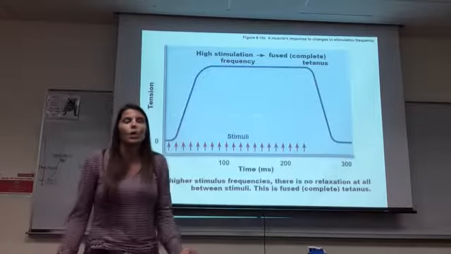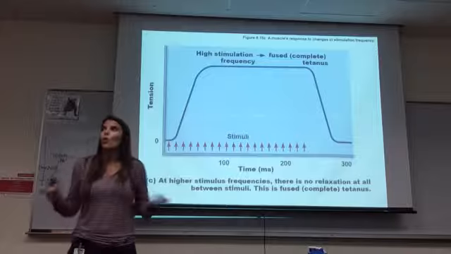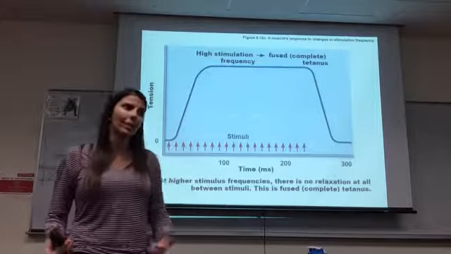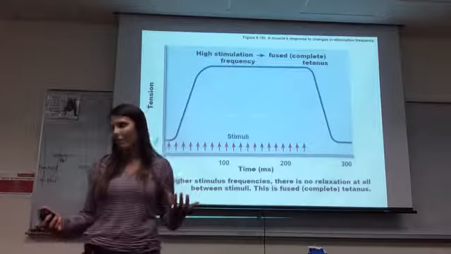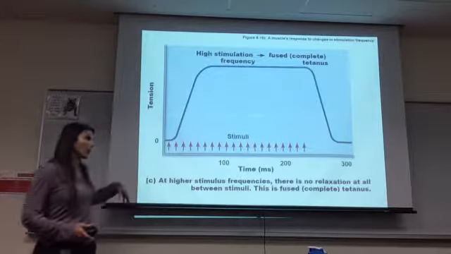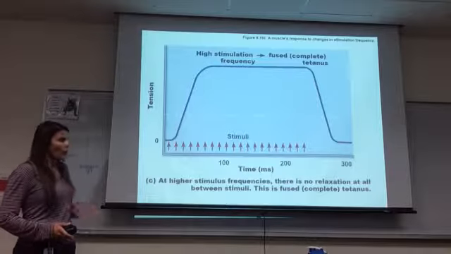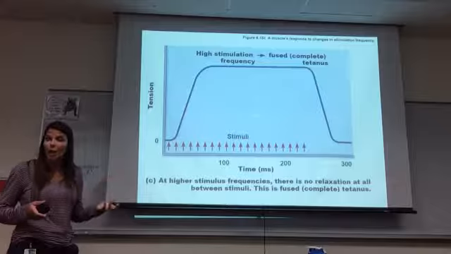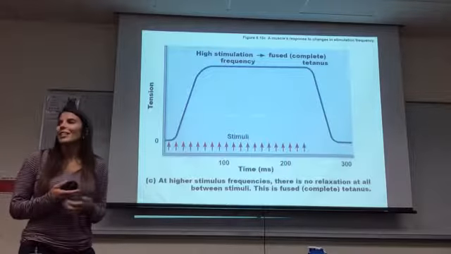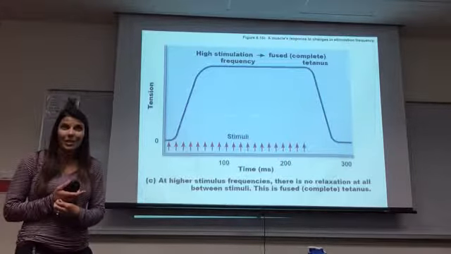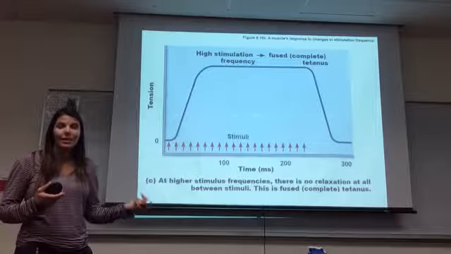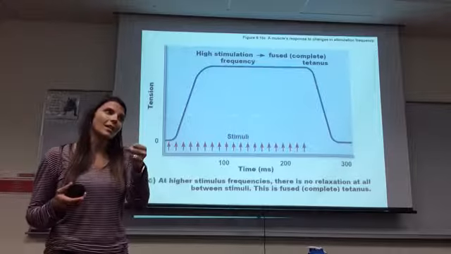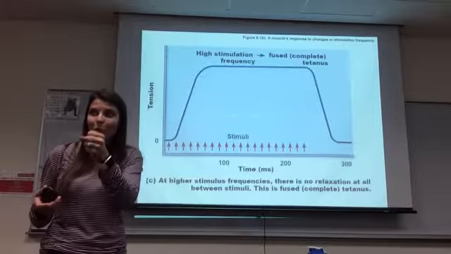Does that make sense? Complete tetanus is not a normal occurrence in your everyday life, unless you're lifting super heavy weights, like bodybuilders might do. Whenever they talk about tetanus, like your tetanus shot, a tetanus infection, which is caused by a bacteria, causes complete contraction. That's why it's called tetanus. And when you have complete contraction of your heart, tell me what happens to you.